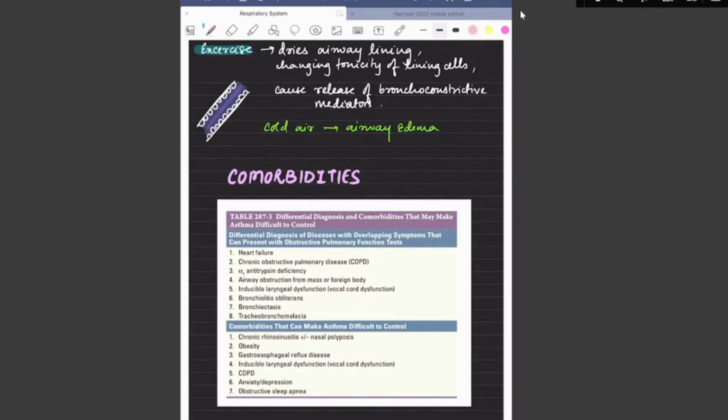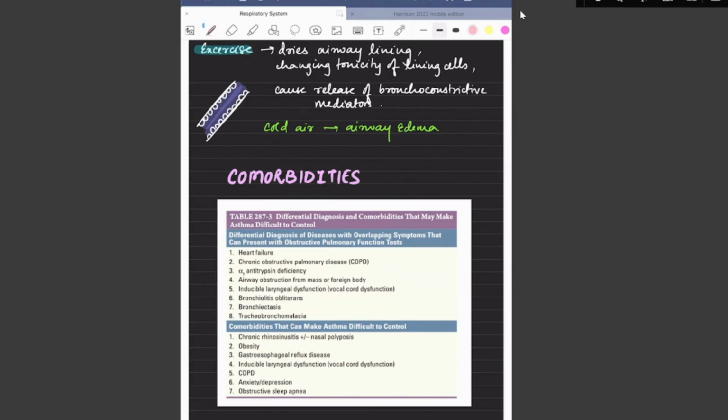How does exercise cause an increase in asthma? Exercise causes dryness in the airway lining and changes the tonicity of the lining cells, causing release of bronchoconstrictor mediators. And cold air is associated with airway edema.